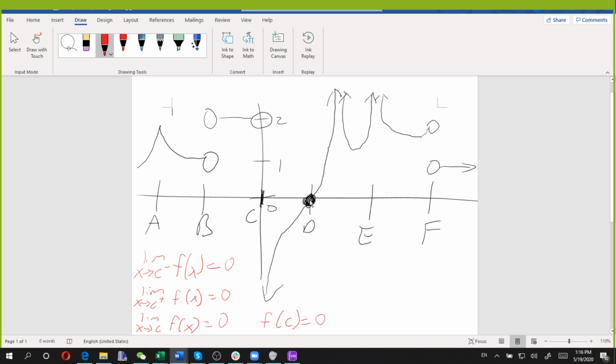Continuous, perfect. Sarah, for point C, was that continuous, removable, or non-removable? Non-removable, perfect. And for point B, Kelly, is that continuous, removable, or non-removable? Non-removable, okay. I'll look at one more. So point E, Aileen?